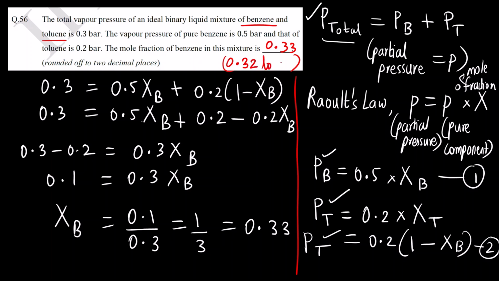What is the meaning of this? If you write 0.32, your answer is correct. 0.33, which is what we have got, is also correct. If you have got 0.34, that is also correct. Only these three answers are acceptable. I hope you have understood the solution.